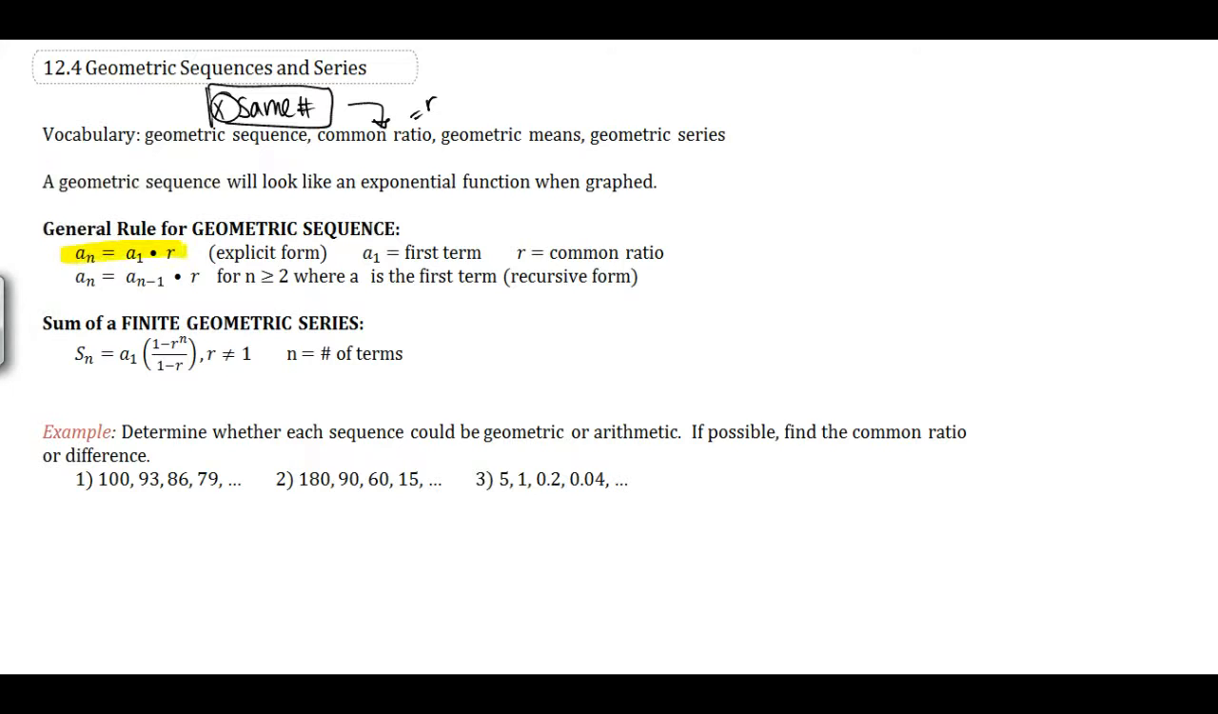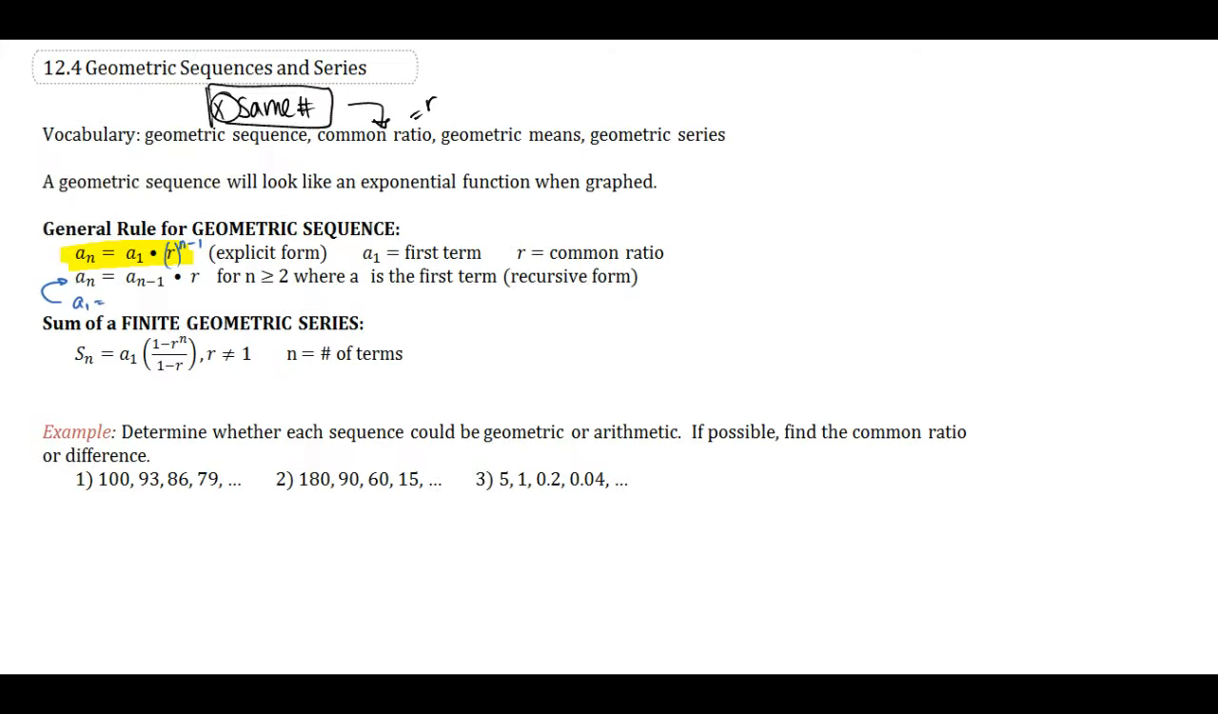So here's how you find the explicit formula. Explicit formula highlighted right there. AN is the first term times R, oops, I forgot, to the n minus 1 power. So make sure you get that in there. R to the n minus 1 power, that is your explicit form, and R is your common ratio. And if you want recursive, you have to tell me what A1 equals, and then you can tell me what AN is. It's the term in front of it times R.